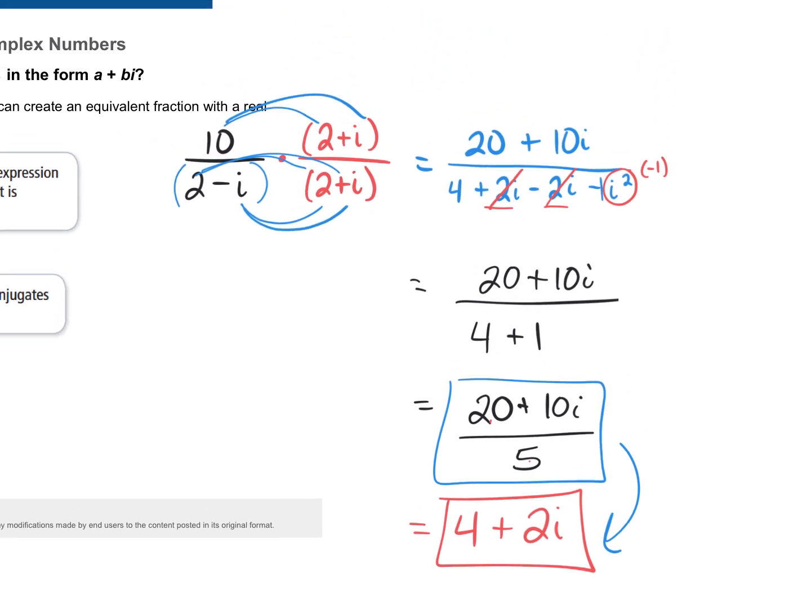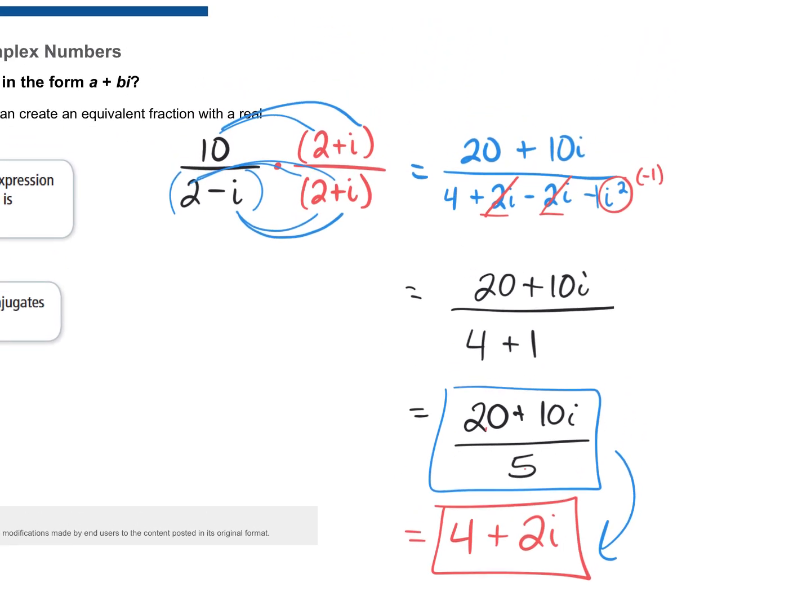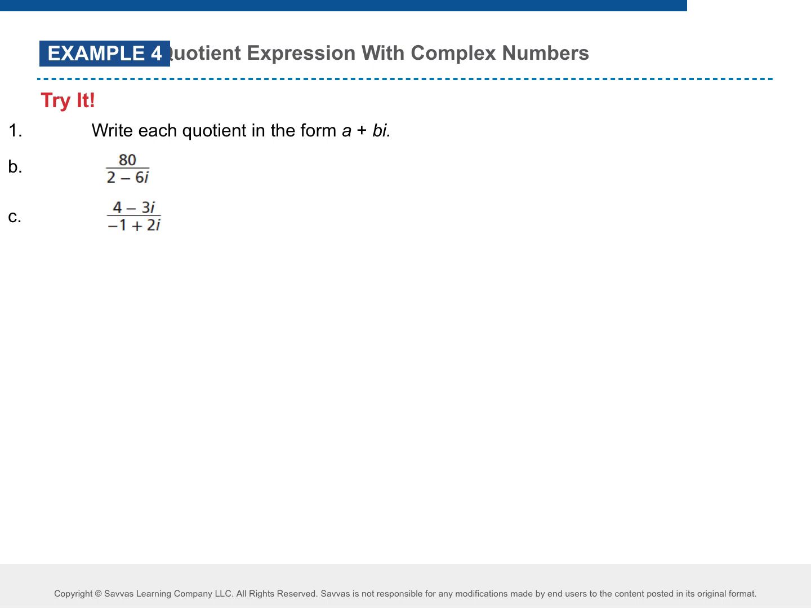So things to check: making sure you're multiplying by the right term or the right conjugate, and then using this step right here as a double check. If these i's right here do not cancel out, you did something wrong. All right, look at that example on your notes.